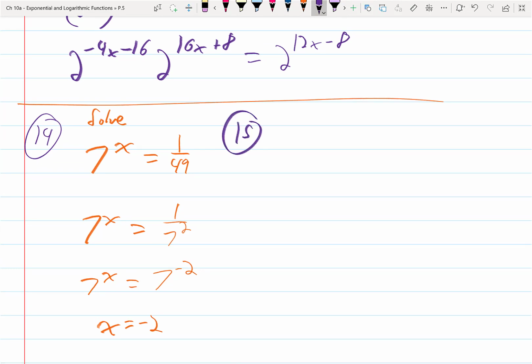I'm going to do one more. The cubed root of 16 raised to the x minus 2 equals 1 over 1024 raised to the x plus 1.